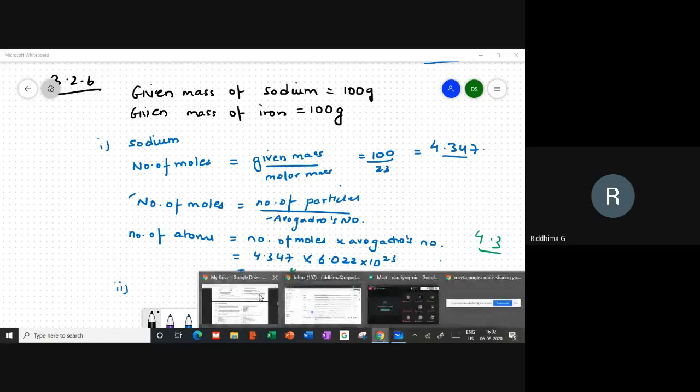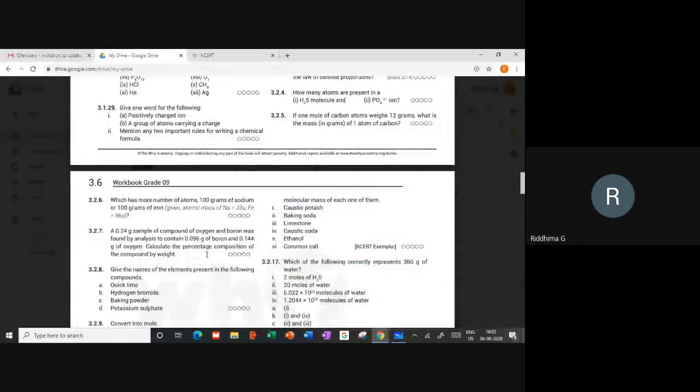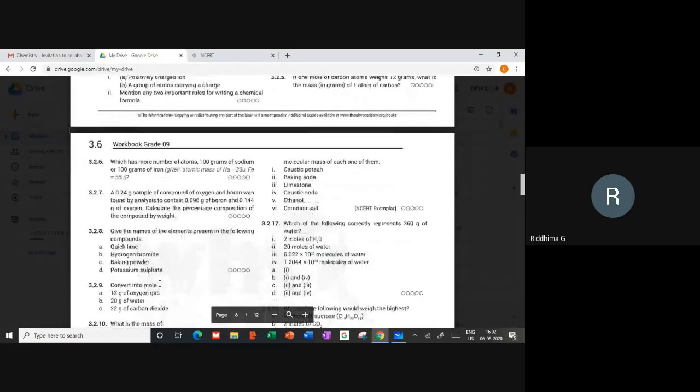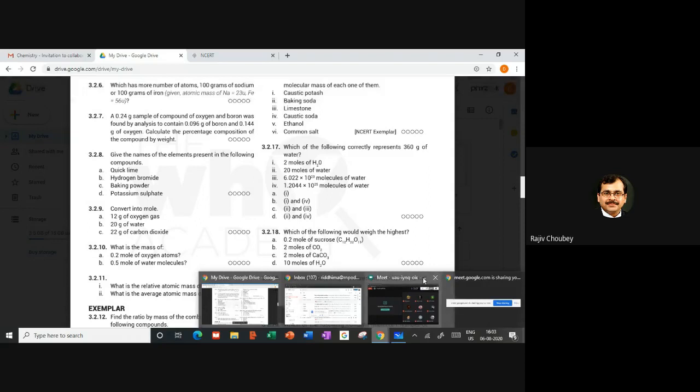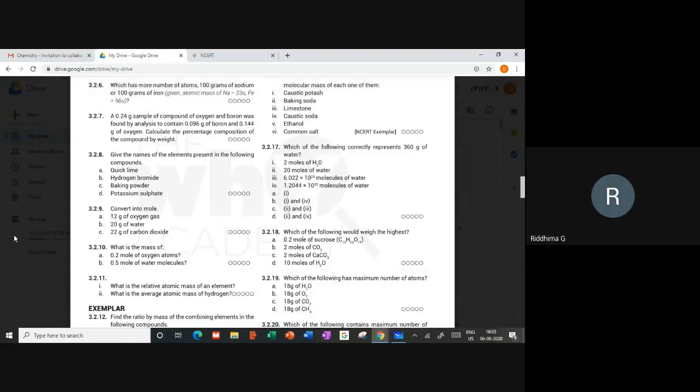Okay, so this was the sixth one. Okay, we did this seventh one. Oh, it is different. Okay, so you got percentage composition also, right? How to do it? Okay, convert into mole. 12 gram of oxygen gas. Interesting. So they are asking you oxygen gas. So it will be O or O2. I'm talking about the ninth question. They are asking you to convert into mole.